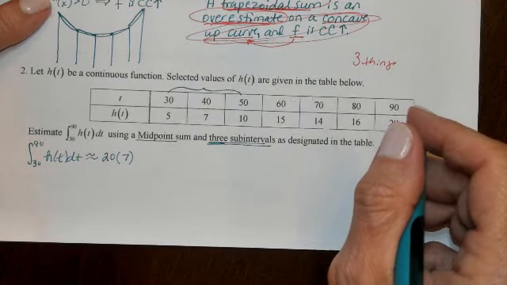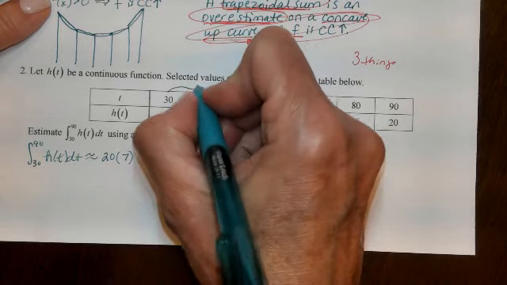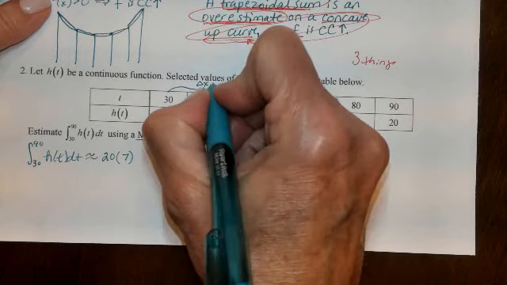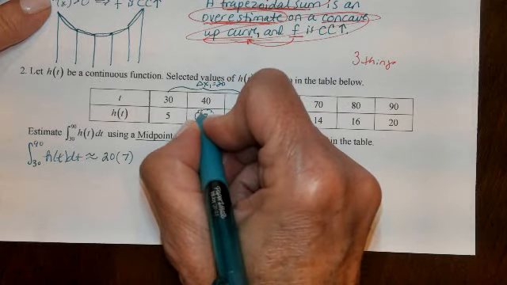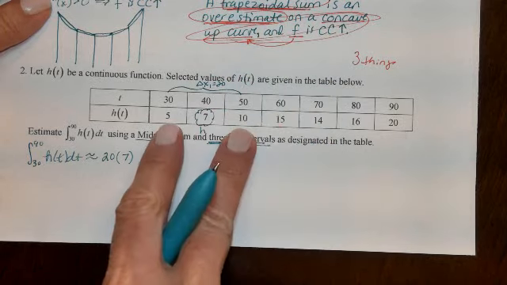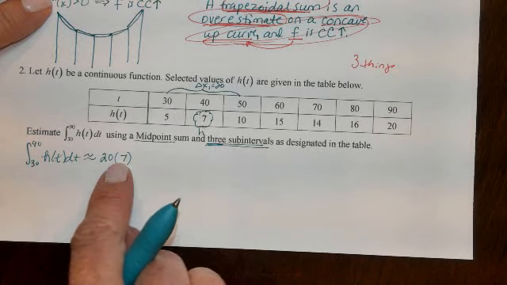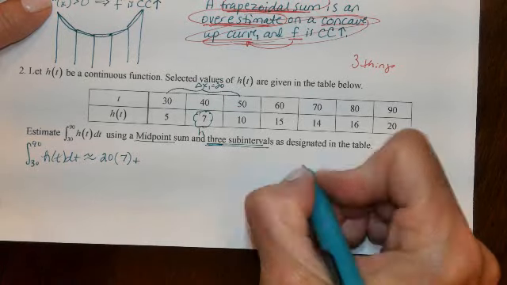Kids make midpoint sums way harder than they are. Way harder than they are. So this first delta x is right here. It's equal to 20. The first height is right here. You don't touch the 5 and the 10. It doesn't matter what those are at all. You're only using that height. That's our first rectangle. Now let's go to our second rectangle.